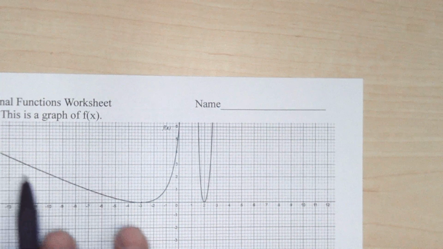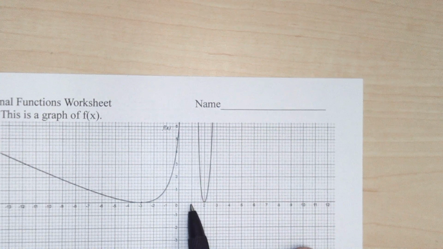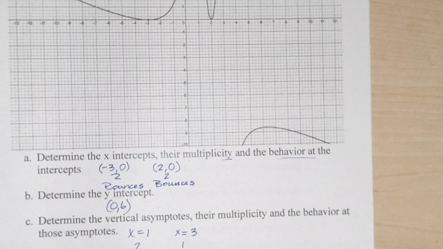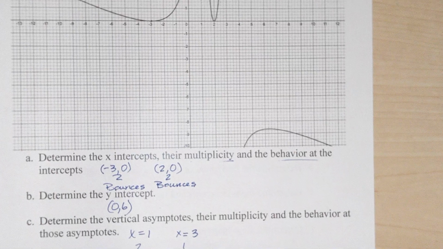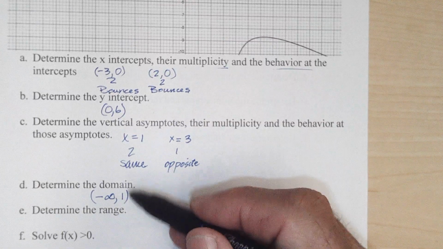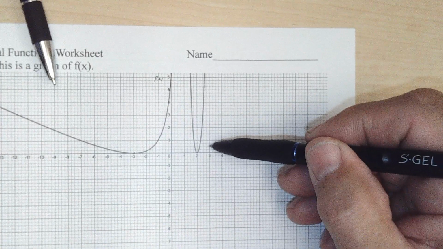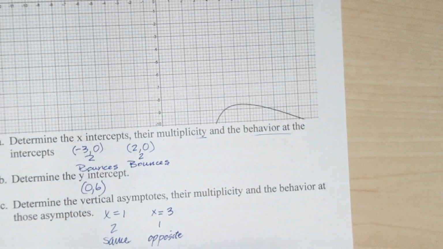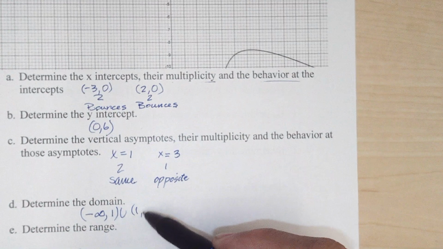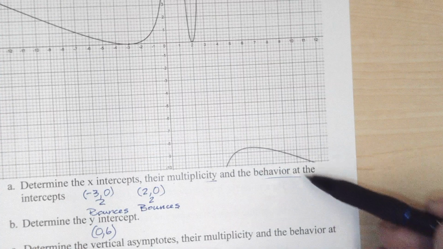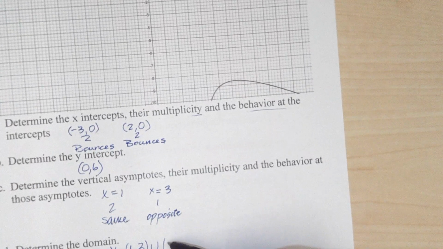Okay. Domain. So it looks like this graph exists all the way up until about 1, where it disappears. So it goes from -infinity up till 1. Then it comes right back between 1 and 3, where it disappears again. And then it disappears at 3, but then it shows back up down here. So from 3 on, it's back.